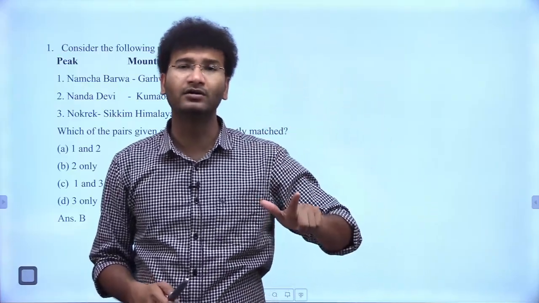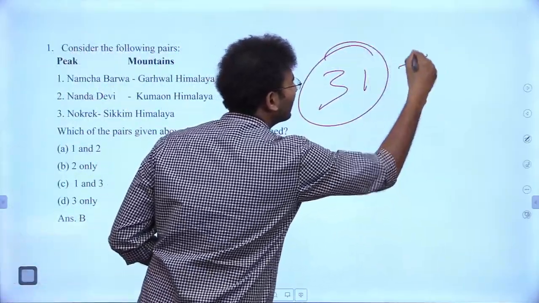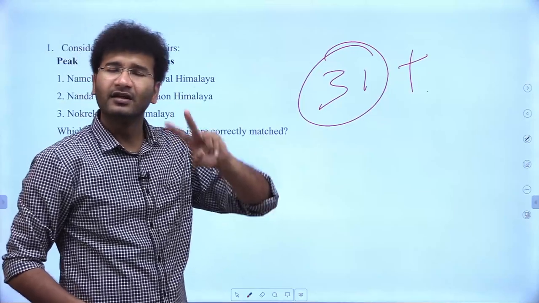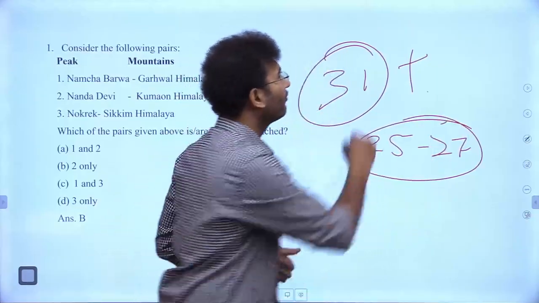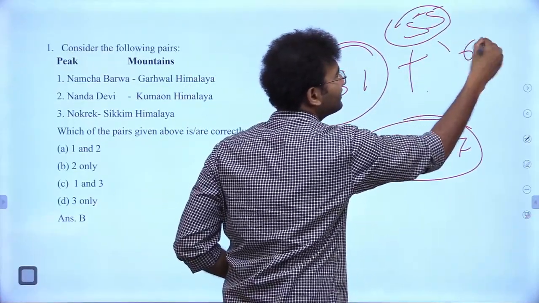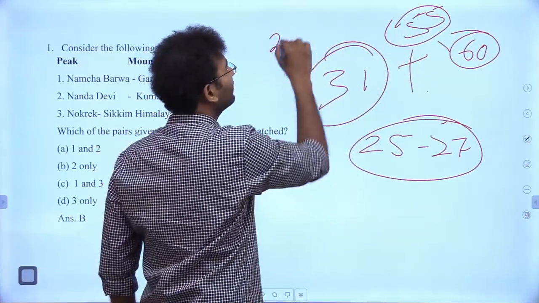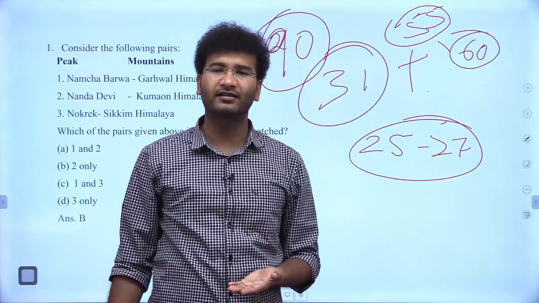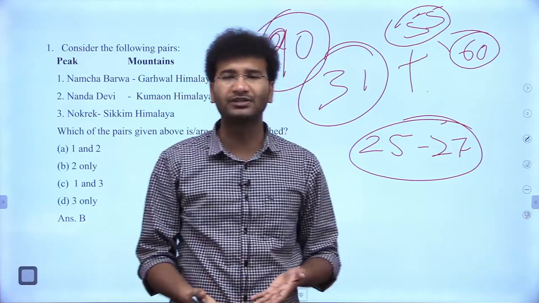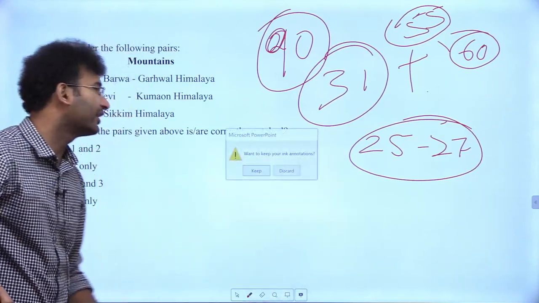Coming to the number of questions asked from geography and environment alone, they accounted for more than 31 questions from just two subjects. Imagine if you are thorough with these subjects, even if you get 25 to 27 right, you will get around 55 to 60 marks. To get into the qualifying range, you only need around 90. If you can get 50 to 60 marks from one subject, that is geography and environment, which are twin subjects, what more do you need, guys? So please make sure to take this subject very, very seriously.